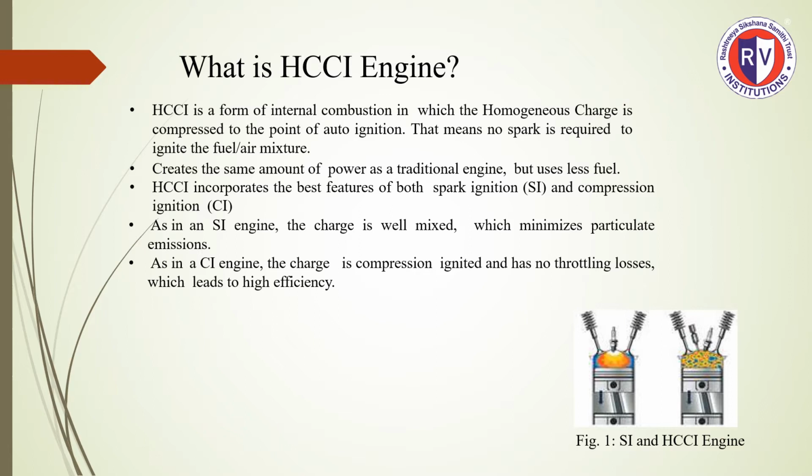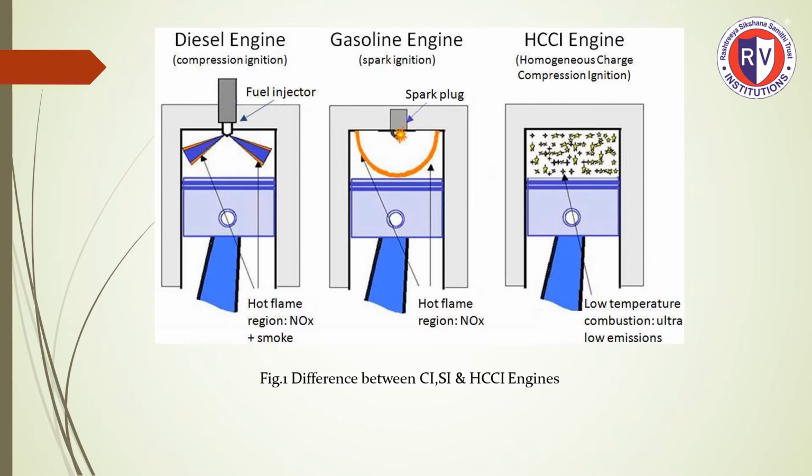Another good point about the HCCI engine is that it has the properties of both CI and SI engines, which makes it really good. Now here's a video showing the difference between the CI, SI and HCCI engines. Basically in a diesel engine, you can see there's a fuel injector which is used to inject the fuel. In the gasoline engine, which is a spark ignition engine, there's a spark plug which ignites the fuel and air mixture. But when you see an HCCI engine, you can see there's a homogeneous charge. Homogeneous charge means a uniform mixture of the fuel and the air. So this is something very different from the gasoline and the diesel engine.